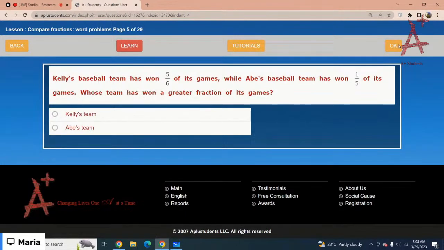Okay, Cali's baseball team has won 5/6 of its games, while Abe's baseball team has won 1/5 of its games. Whose team has won a greater fraction of its games? So, which is the correct option?